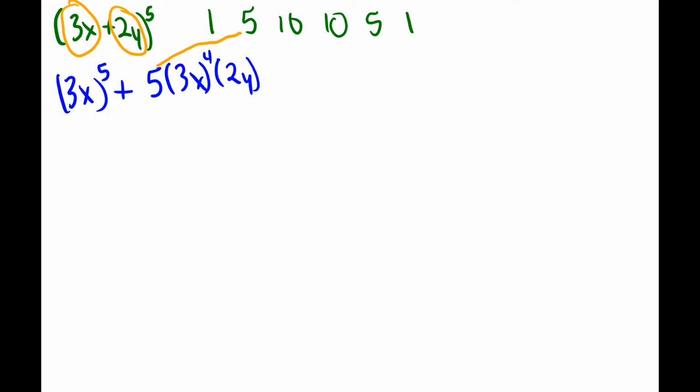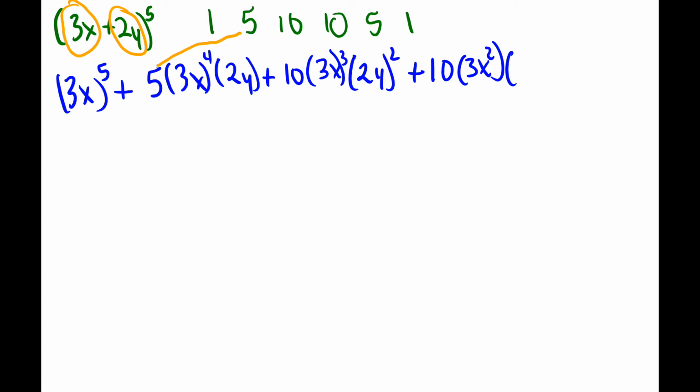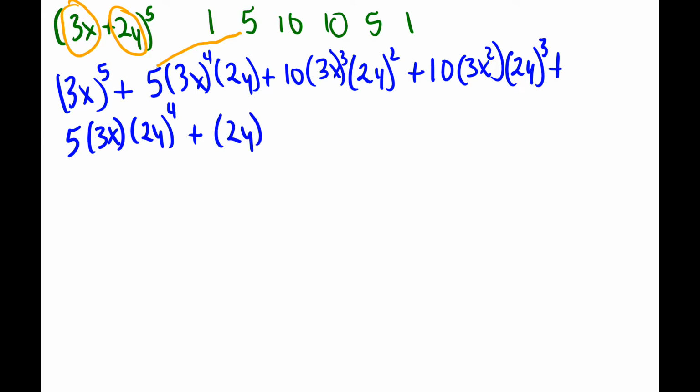And so let's go back here and finish writing this. Then I got plus 10 times (3x) cubed, I better put that in parentheses, because I got to cube both the 3 and the x, times 2y squared, plus 10 times (3x) squared times (2y) cubed, plus, we'll go down here to the next line, 5 times 3x, that's to the 1st power, times (2y) to the 4th, plus 1 times (2y) to the 5th.